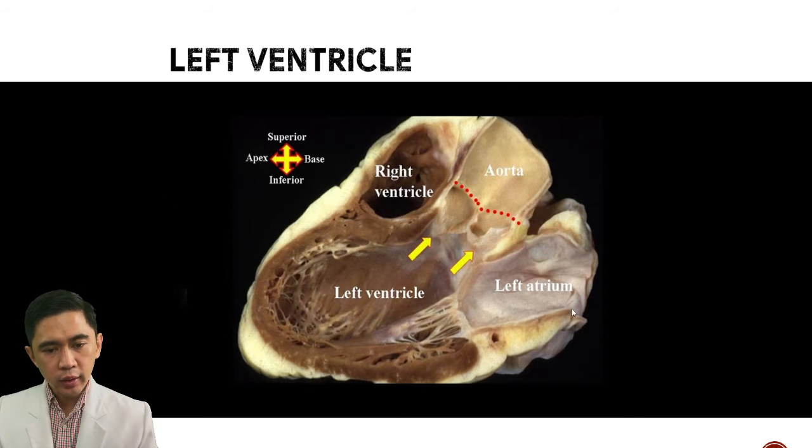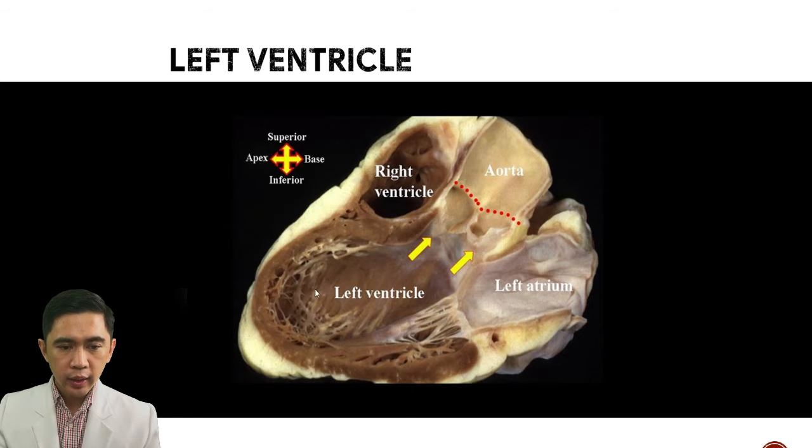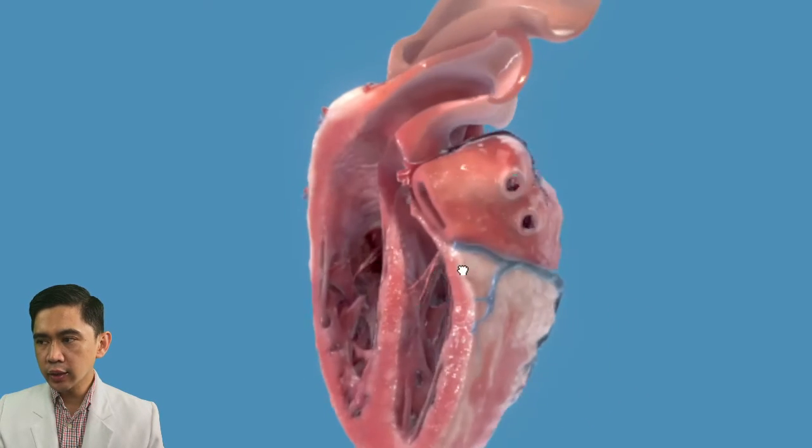If you have to cut this again, this is the left atrium. The left atrium is more horizontal, and this is already the aorta. The blood flows from here, then up there. And this is the aortic valve. So here is a good way to see the insides of the heart.